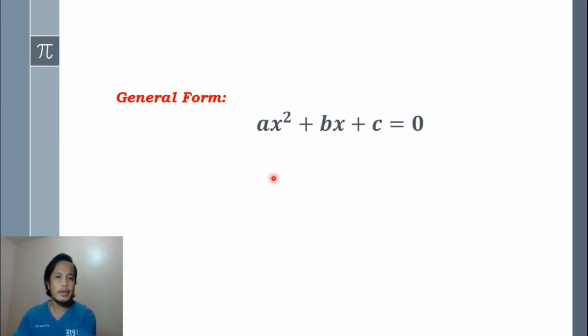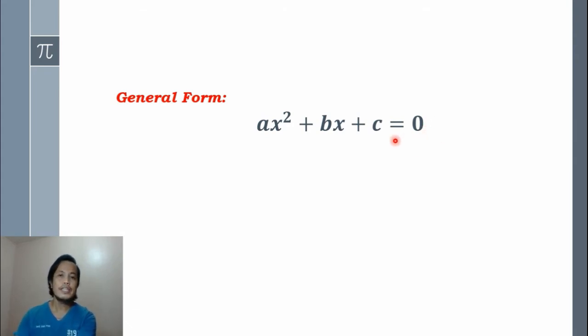Quadratic equation is expressed as ax squared plus bx plus c is equal to 0, wherein a is the coefficient of x squared, and b is the coefficient of x, and of course c is the constant, and the general form is always equated to 0.